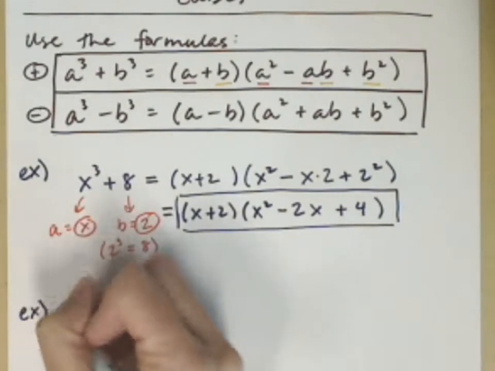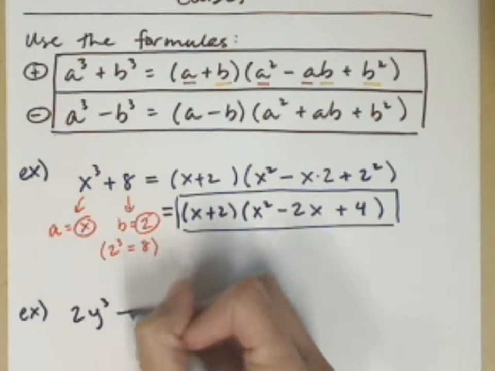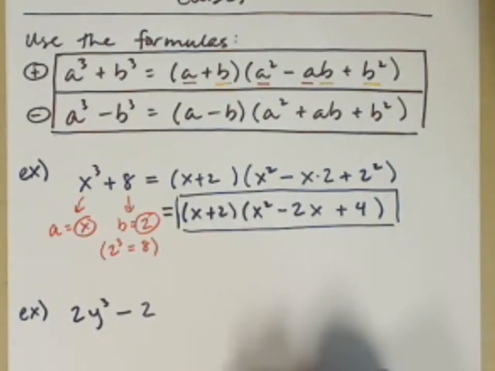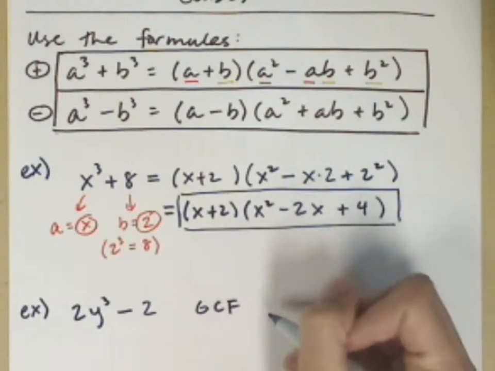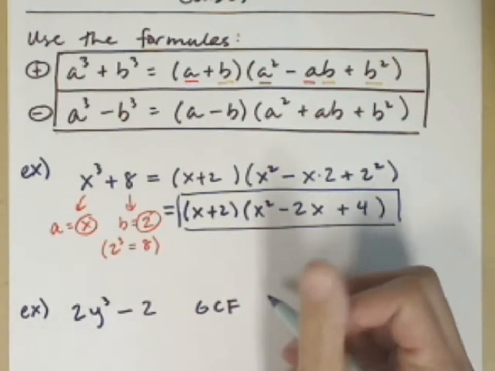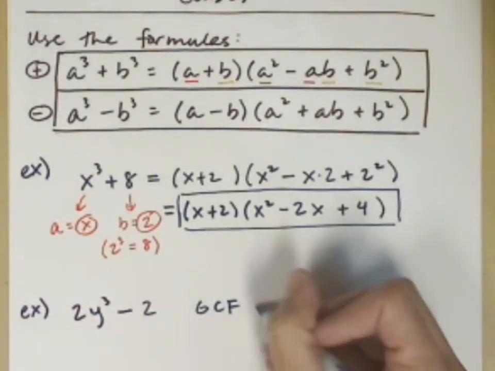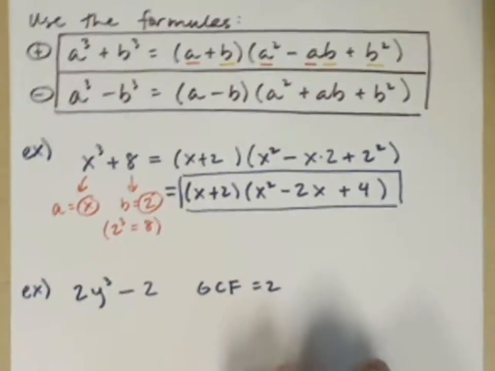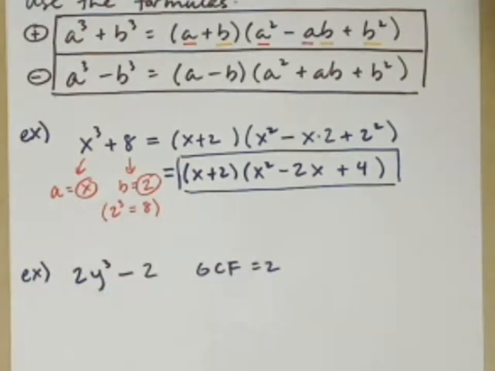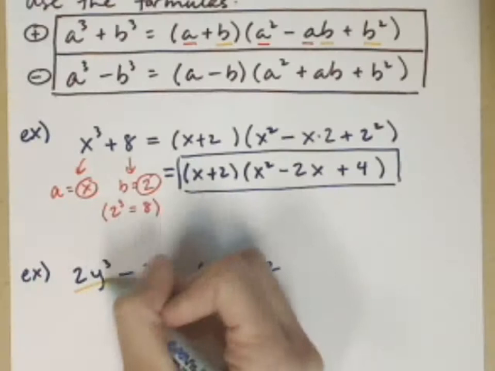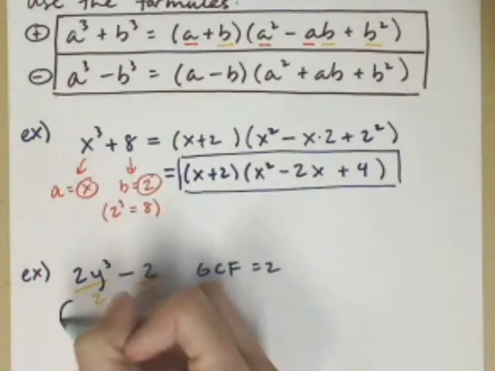So for our second example, let's do 2y cubed minus 2. In this one, the very first thing that we look for always is a GCF, and I do have a GCF, a greatest common factor, which is something that divides into both of my terms. That would be a 2. So I'm going to start by factoring that 2 out. You can think of this as dividing both terms by the 2, and that 2 is going to pull out in front.